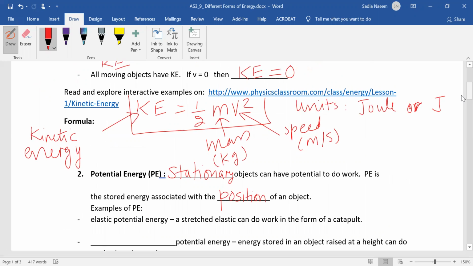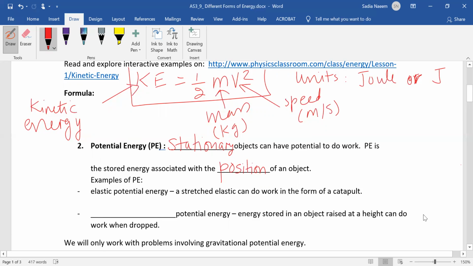All right. If you take a rubber band and you stretch it and you use it as a catapult, the stretched rubber band also has energy associated with it. It's called elastic potential energy. So that's another form of potential energy, and you can do useful work with that. All right. Can I move up?